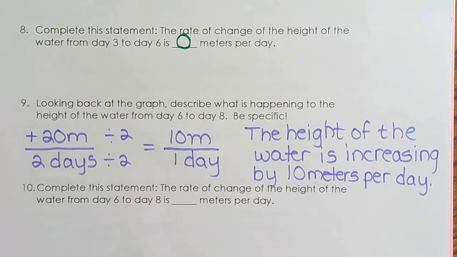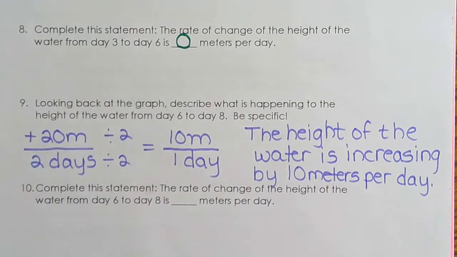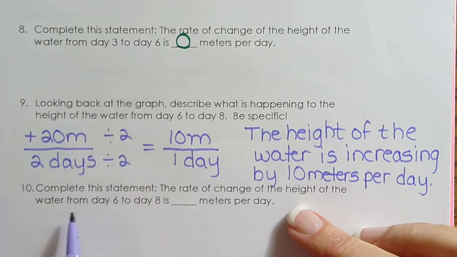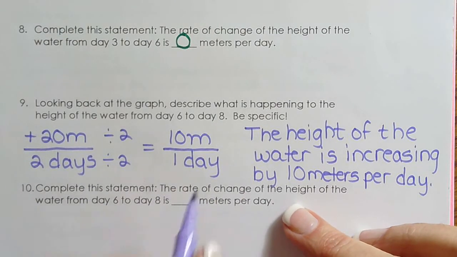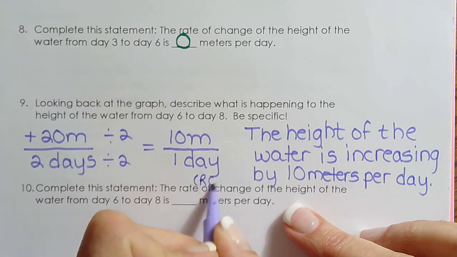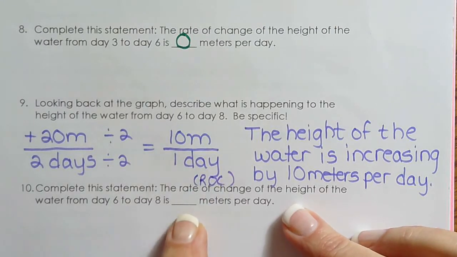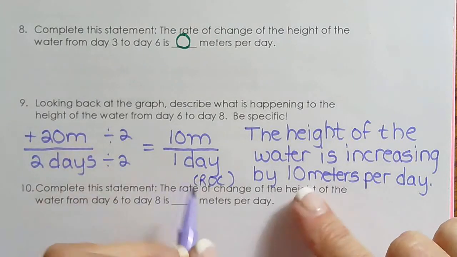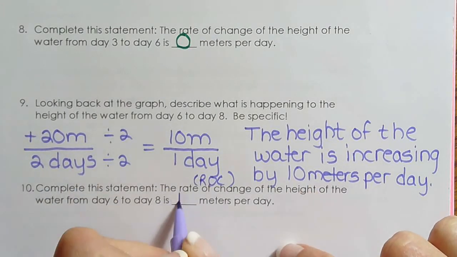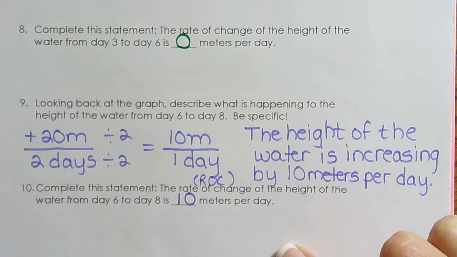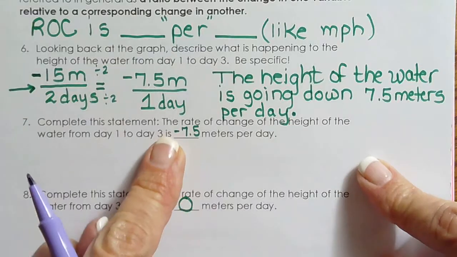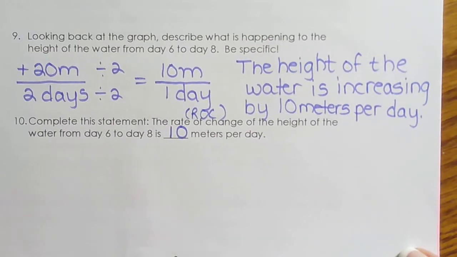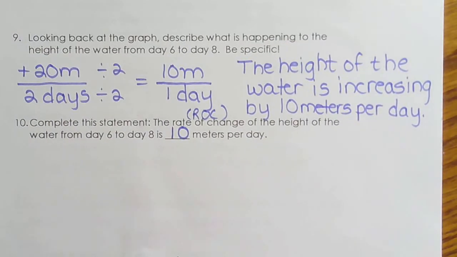And then the last from day 6 to day 8, same problem. I thought we had to look again. The rate of change of the height of the tree, and remember, rate of change, ROC, is really just slope. So we're telling the reader what the slope of that line is. Rate of change and slope are the same thing. So it would be positive 10 meters per day. That means the line should be rising, just like up here when it was negative, the line was falling. 10 meters per day, as we said above.